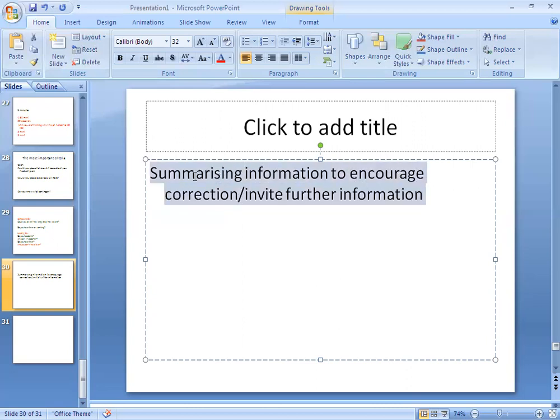Does this criteria mean we should summarize at the end of role play for the patient? No. No. There is one trick to use this summarizing information at the end.